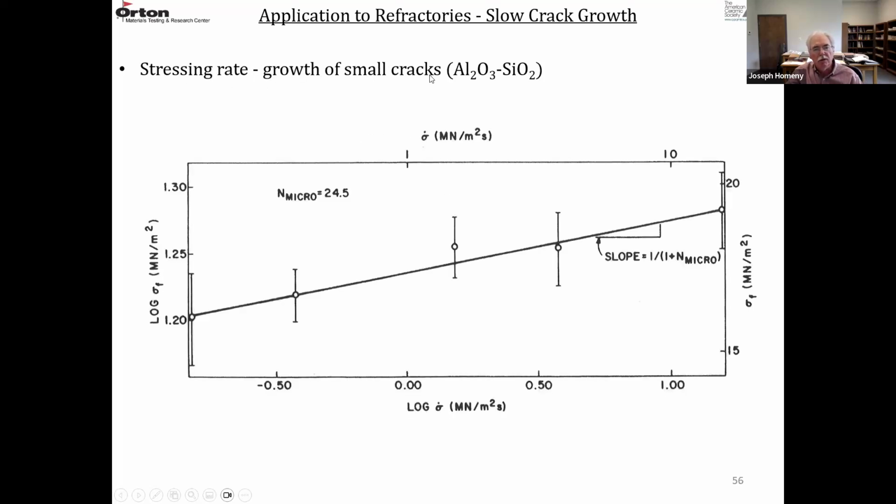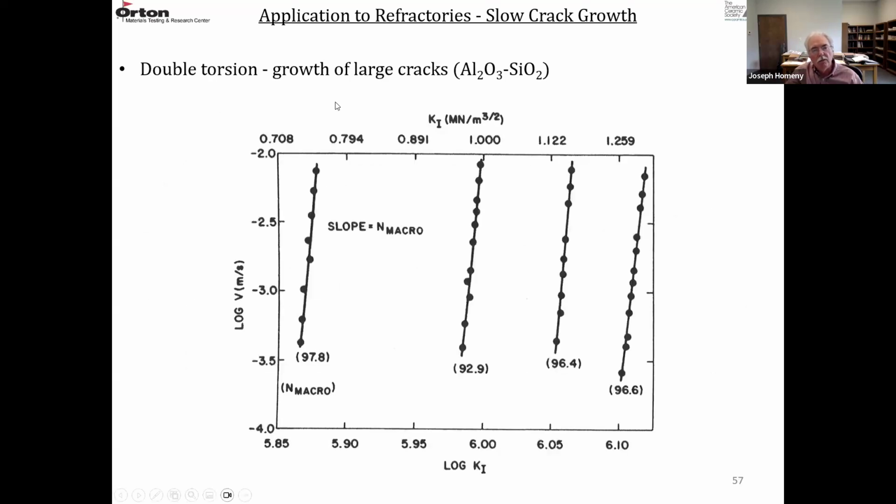So if we take a material like an aluminosilica refractory and we run a stressing rate experiment, we get the log of the fracture stress versus the log of the stressing rate. We get a straight line, and the slope is 1 over 1 plus N micro. And for this particular fire clay refractory, N micro is 24.5. That's the value of N. That's the value that represents its crack growth resistance.